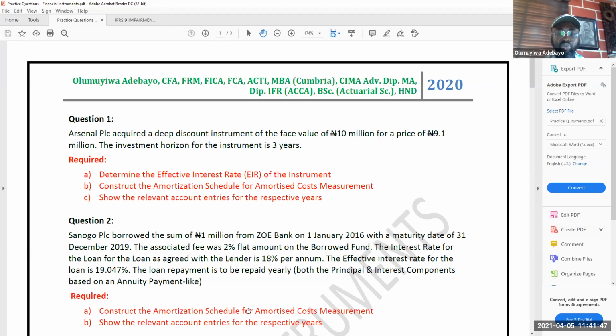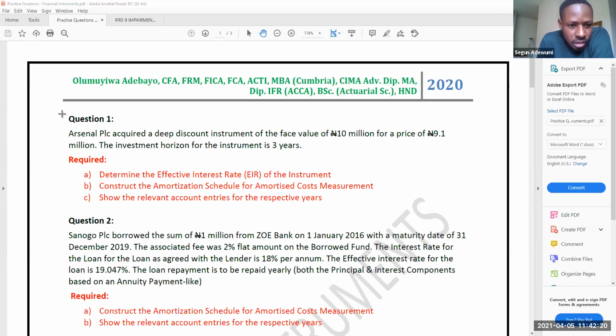Now let's look at this question 1. I will attempt question 1 for you, and you use that question 1 to attempt question 2. And we'll move on from there. Can somebody read question 1? Okay, question 1.